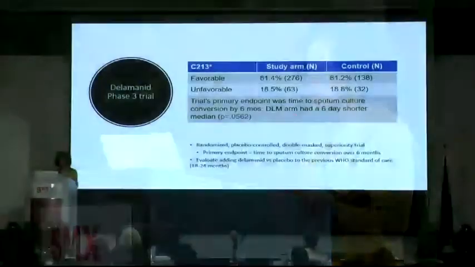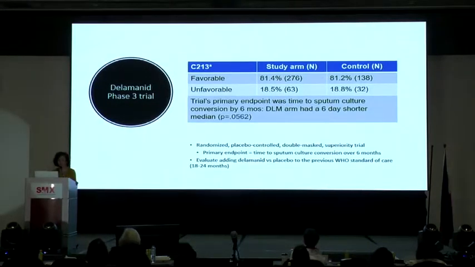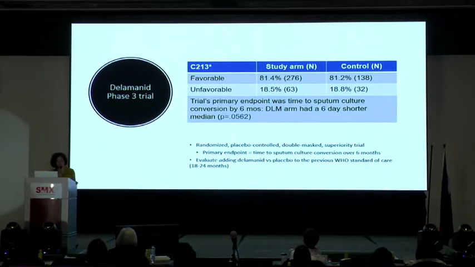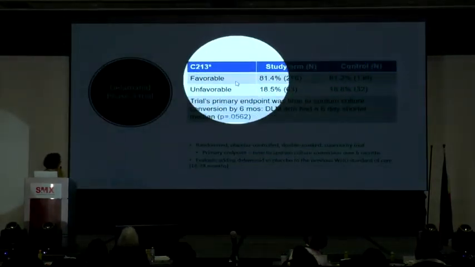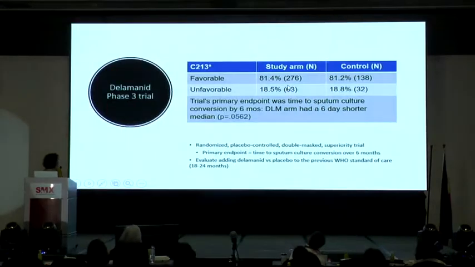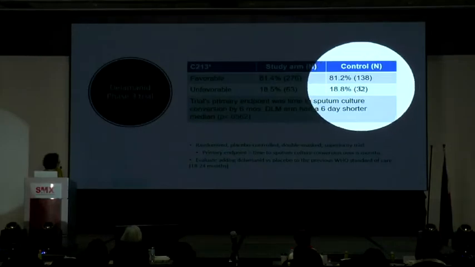So, the phase 3 trial, which was reported in 2013 and published this year, showed that there was no difference between the conventional regimen or the optimized background regimen only versus the patients who were given optimized background regimen plus delamanid. As you see here, the cure rate for the study arm is 81%, and the control is 81.2% also.